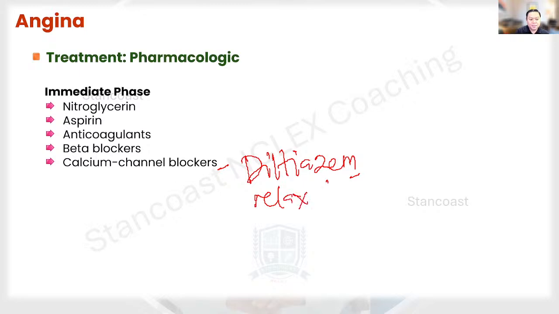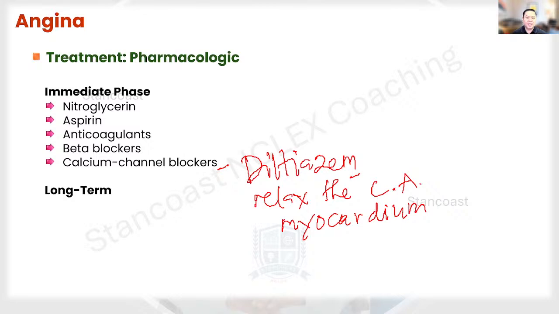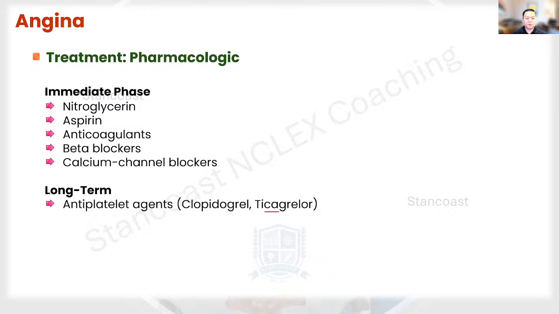Relax the coronary artery and also the myocardium, the heart tissue itself. So that's the reason why the calcium channel blockers are also effective. Now, in the long term, or to manage the patient's chronic angina, we are going to expect that the patient will be given a prescription to prevent occurrences of blood clots. So you will see there the clopidogrel or the Plavix, or it could be ticagrelor. Ticagrelor or the Plavix.